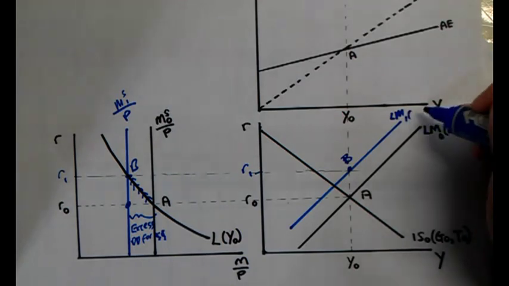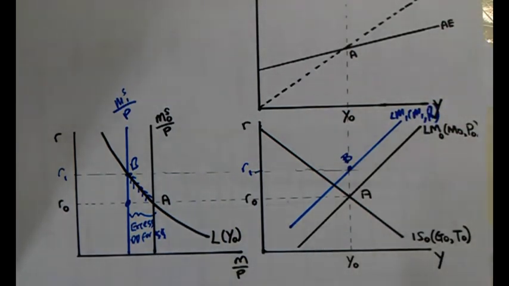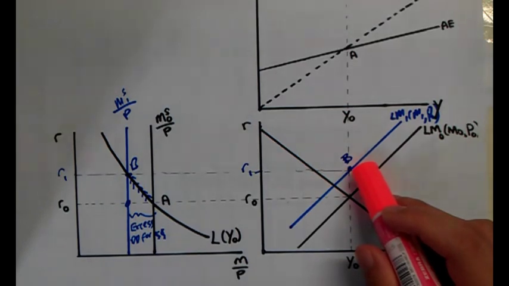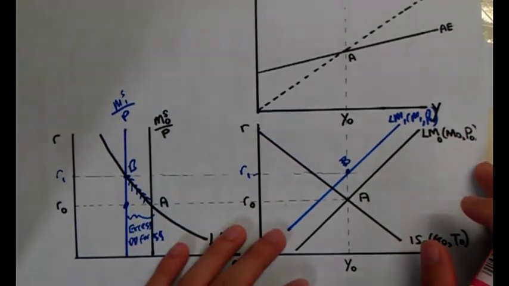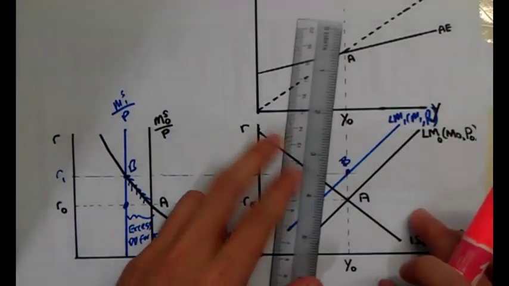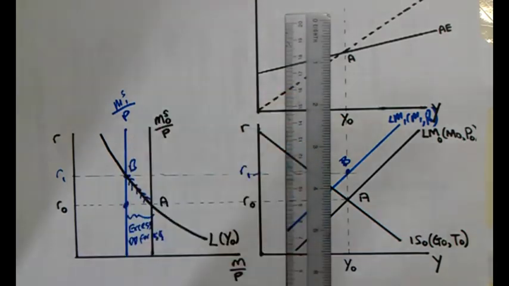Call it LM1, M1, P0. Okay, alright, so now using a different color. Okay, now at this point B, what happens to investment? Investment decreases, right? So investment decreases to where? It decreases to here. Now in actual fact, does it decrease more than this?